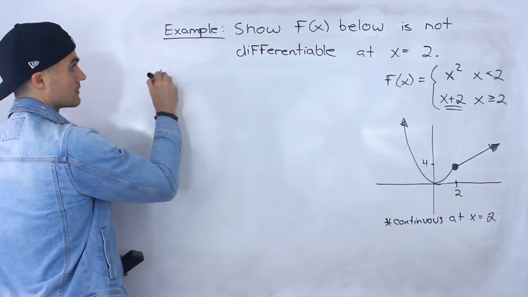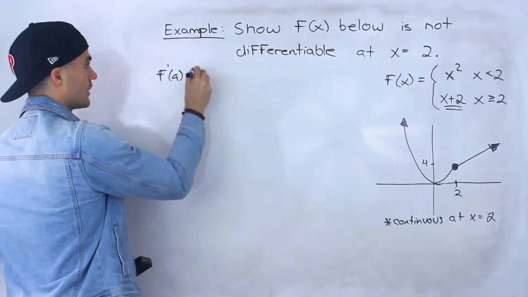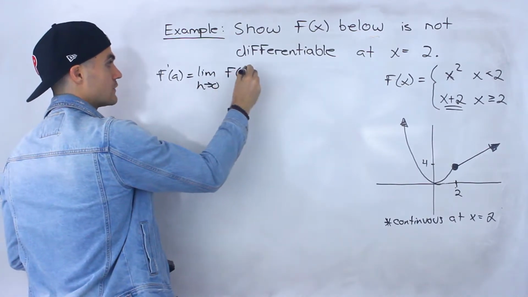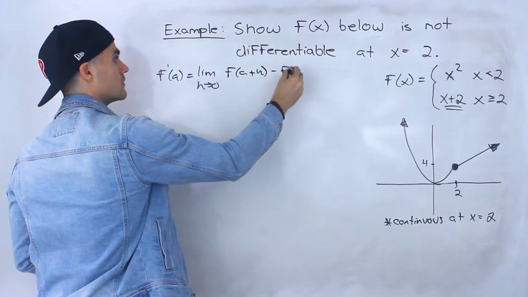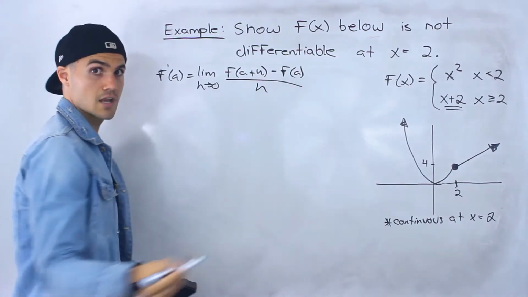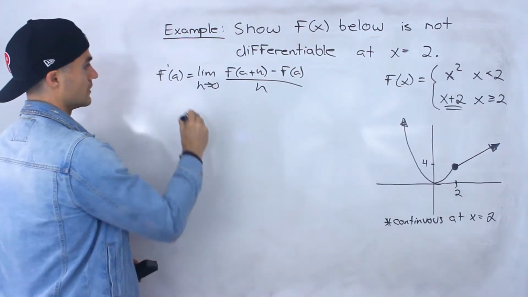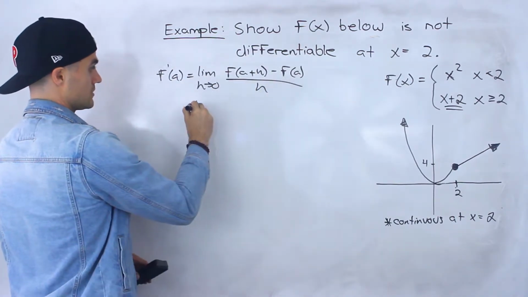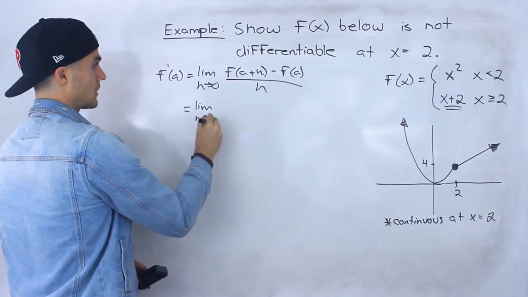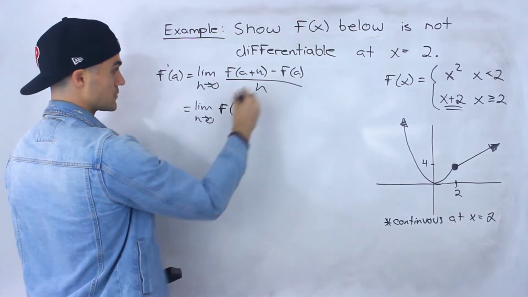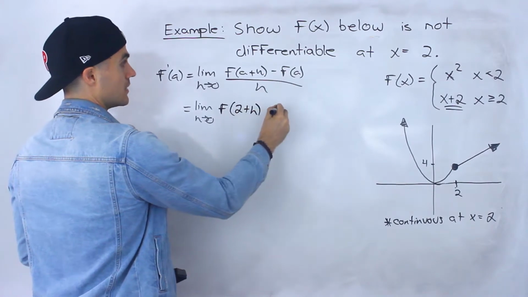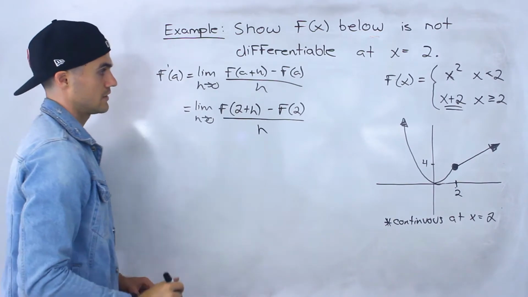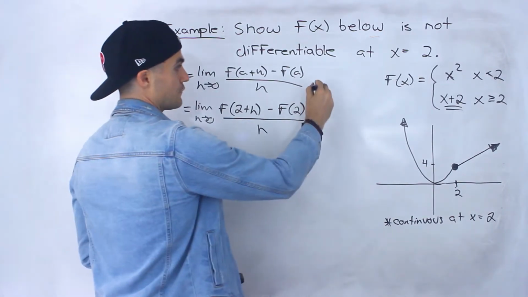Now, to show that a function is not differentiable, like we've done in the previous examples, we've got to show that the limit, that definition of a derivative, does not exist. So applying the parameters of this question here, we're going to have the limit as h approaches 0 of f of 2 plus h minus f of 2, all over h.